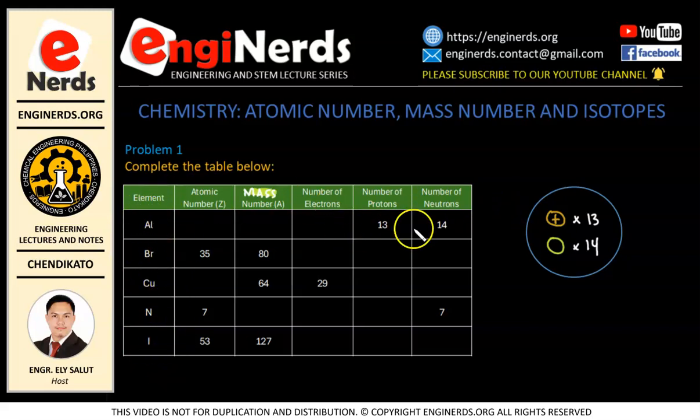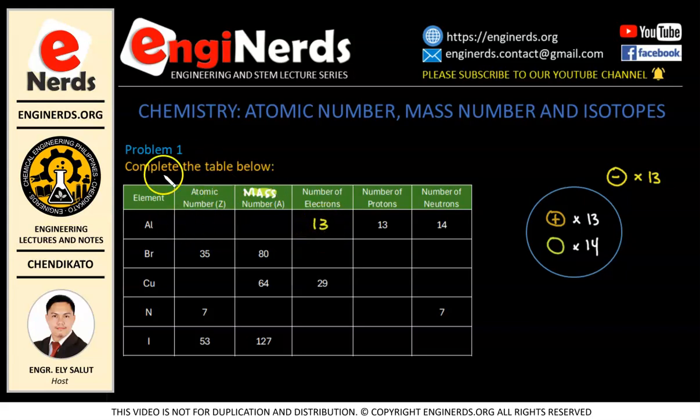So we will not be considering any charges here. And for a neutral element, we know that the number of protons inside the nucleus is equal to the number of electrons outside the nucleus. So that means we have here negatively charged electrons, which is also equal to 13. So we can write that here. It's the number of electrons, which is 13.